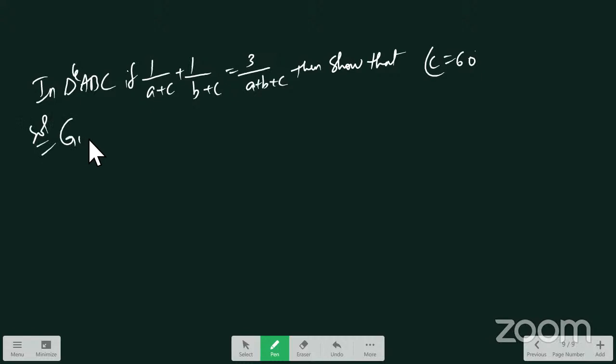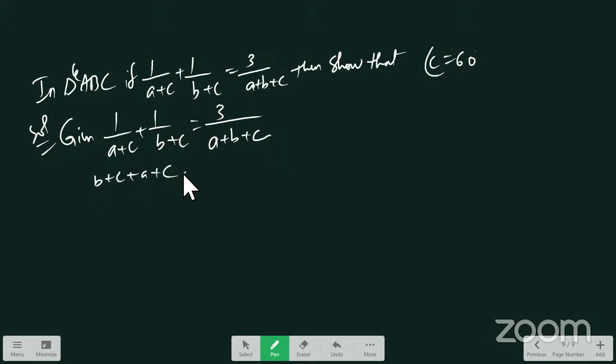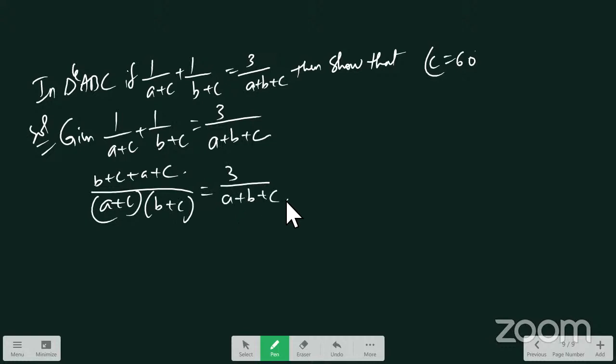So what is given? 1 by (A plus C) plus 1 by (B plus C) equals 3 by (A plus B plus C). Now take LCM: (B plus C plus A plus C) by (A plus C) into (B plus C), and this is 3 by (A plus B plus C). Now open the brackets and multiply here.